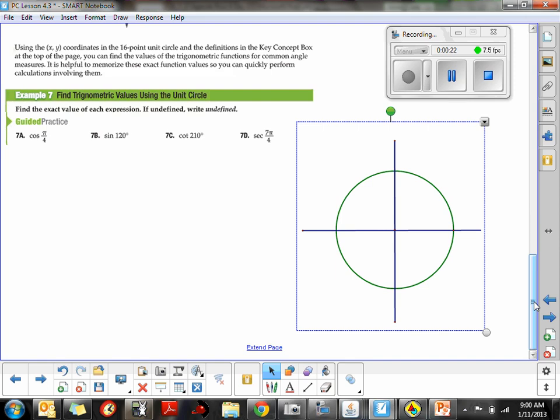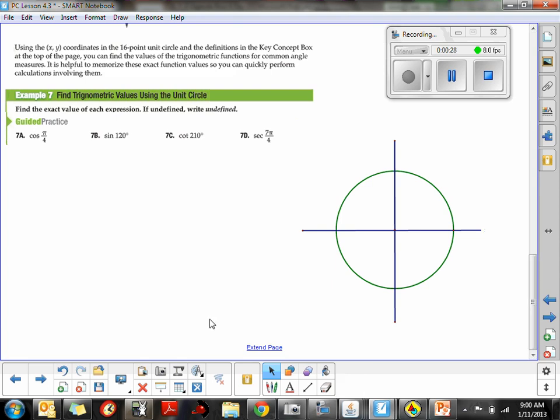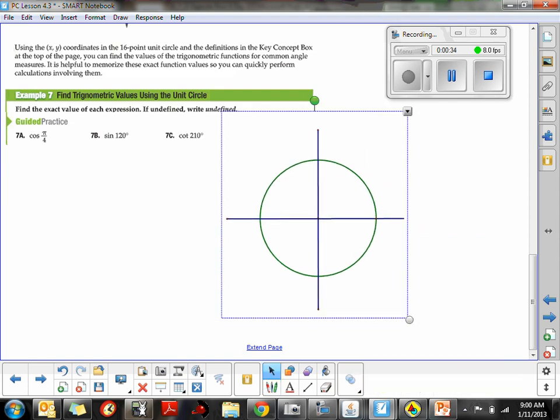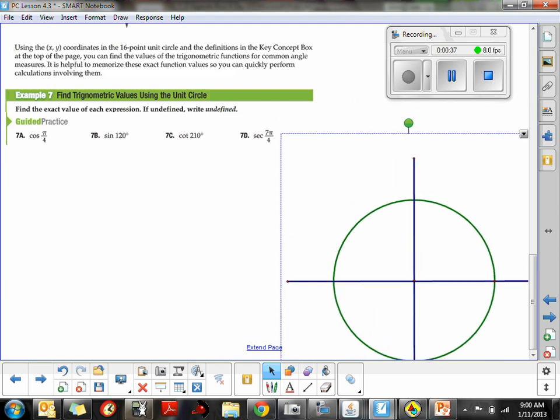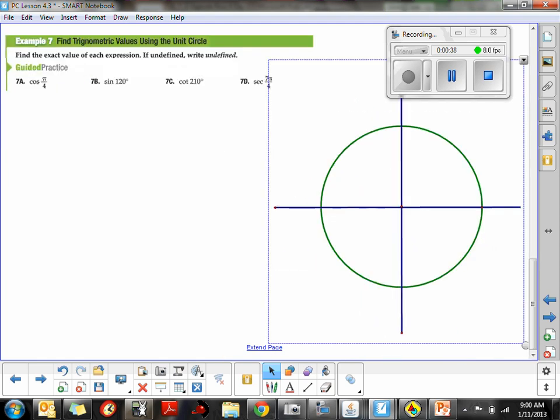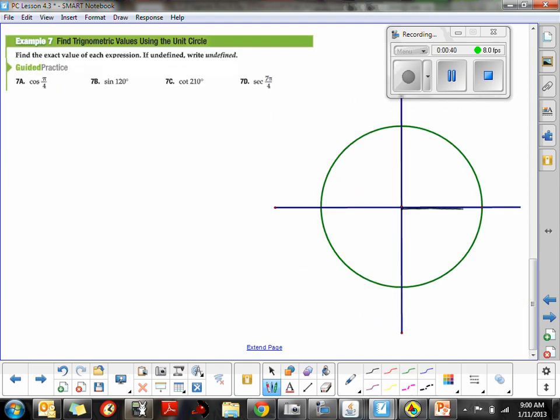So the first one they asked us to do is the cosine of pi over 4. Now pi over 4 is equivalent to 45 degrees. So what we want to do is mark on our circle here. We might enlarge that just a bit. First, I want to map out from standard position the pi over 4 angle. So pi over 4 radians is equivalent to our 45 degrees. So this is pi over 4, which is our 45.